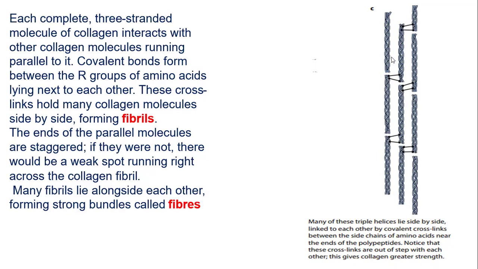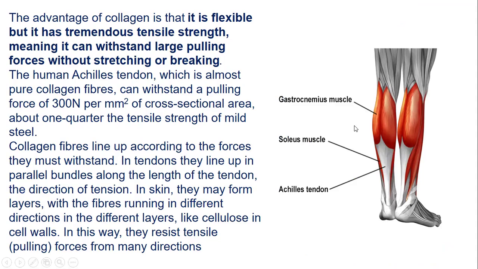So many collagen molecules form fibrils. This is a fibril. Now we can have many of those fibrils lying alongside each other to form fibers. Collagen has a structural role. It is flexible, however, it has a very high tensile strength, meaning that it can withstand pulling. Try to pull your bones and find out whether they are going to break. They will not break. They will not stretch. Why? Simply because they are made up of collagen.